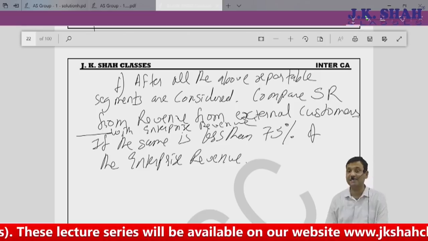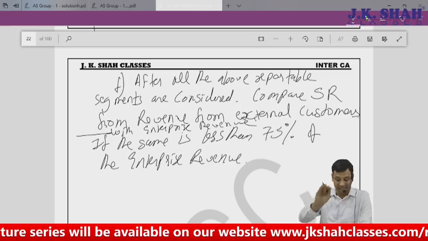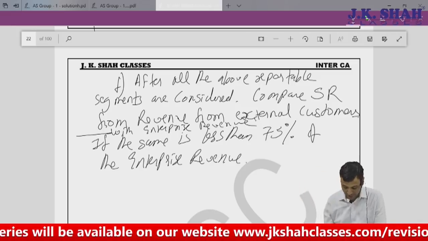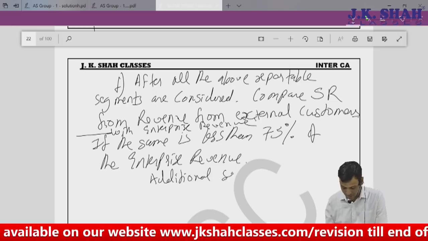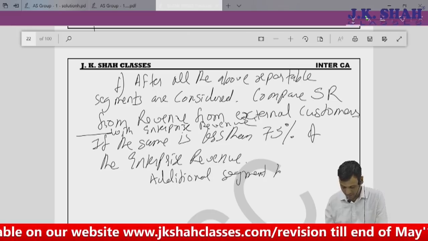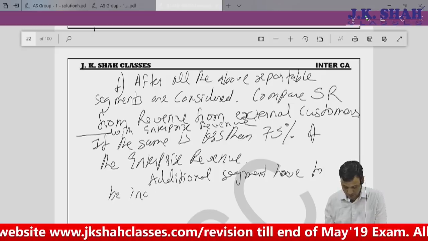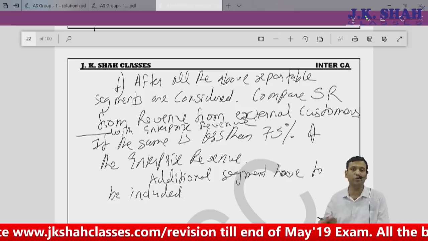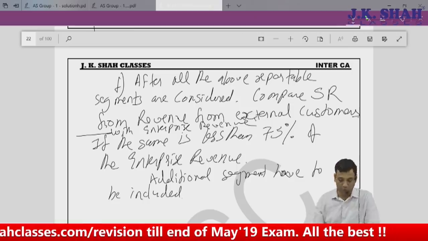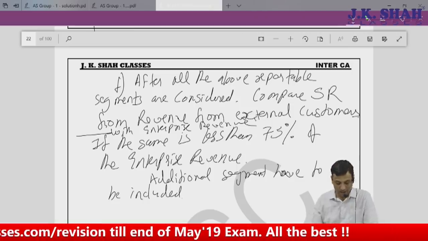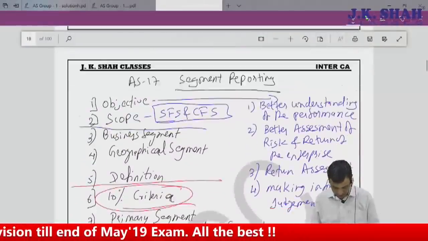If the segment revenue from sales to external customers is less than 75% of the enterprise revenue, then additional segments have to be included. More segments have to be included till we reach 75%. More and more segments have to be included. So we completed the 10% threshold criteria also.